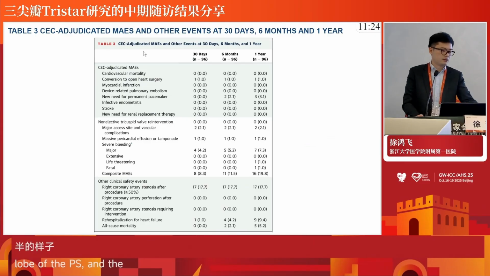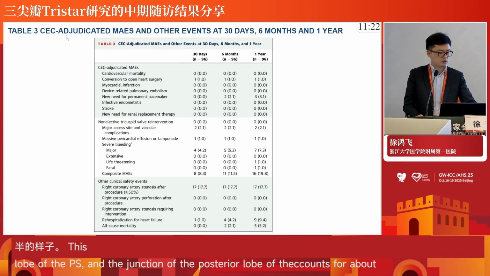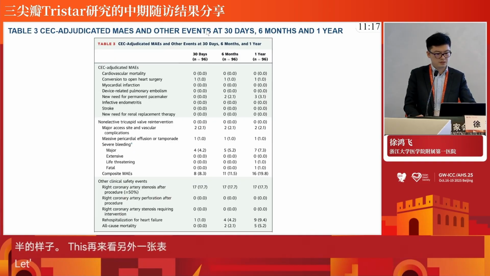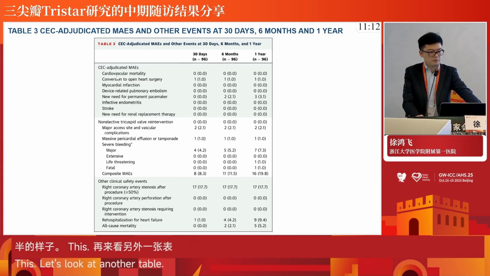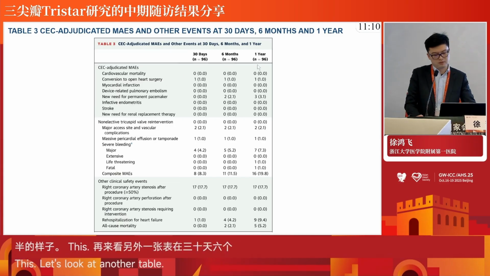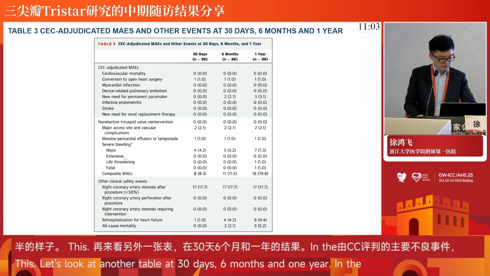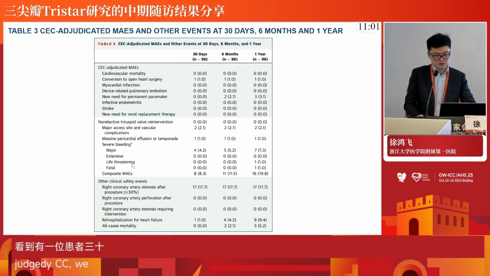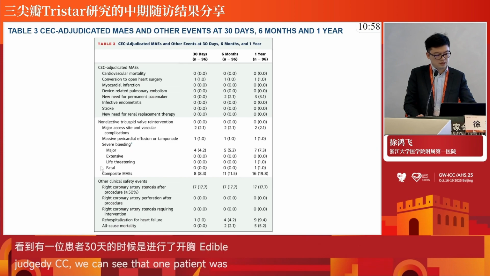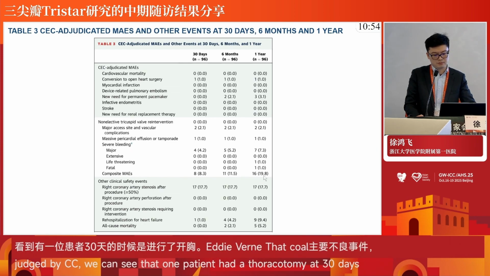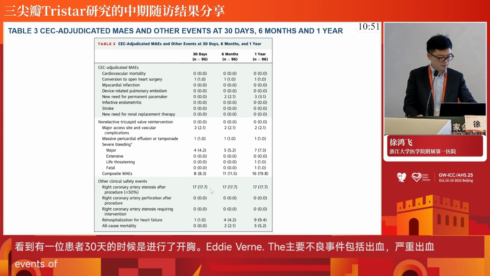This table shows the CEC adjusted major adverse events at 30 days, 6 months, and 1 year. You can see nobody died in the 1 year follow-up, and only 1 patient received open heart surgery. Bleeding was the most common adverse event. The composite major adverse event rate was about 20% at 1 year follow-up.